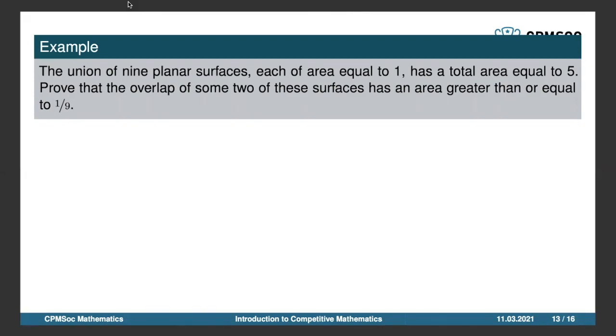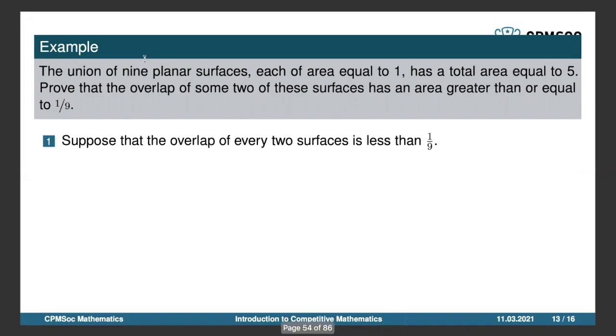So for proof by contradiction, we will assume that no 2 surfaces intersect at an area of at least 1/9. Yes, that's the first step. So suppose that the overlap of every 2 surfaces is less than 1/9.